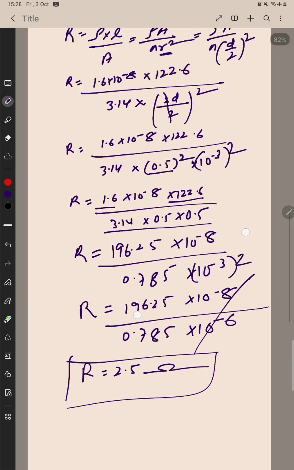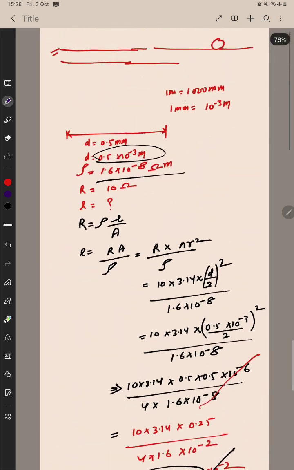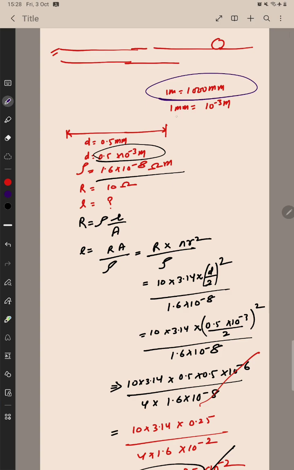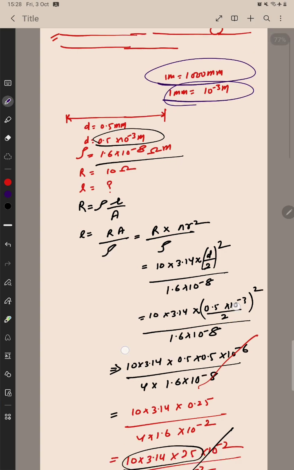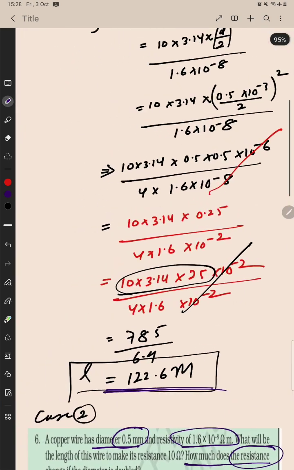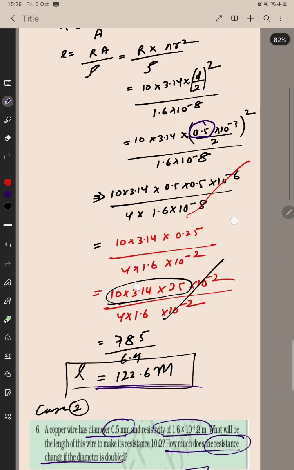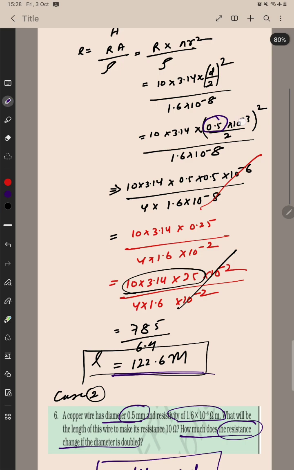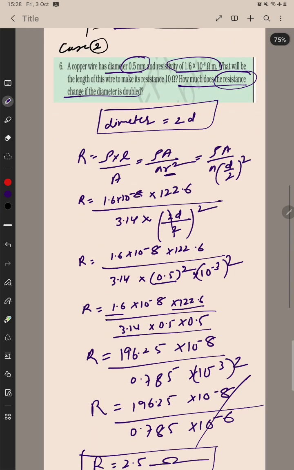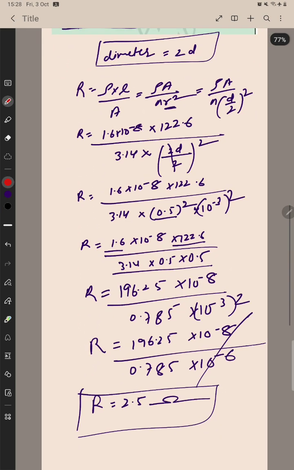Actually, students, what was the problem? In the beginning I explained that 1 meter is equal to 1000 mm, so 1 millimeter is equal to 10 power minus 3. So wherever the diameter is there, students, this value is there. What I did in the second part, the first part is okay. In the second part I did not change this value. The 0.5 I took squared, but the 10 power minus 3, the unit conversion, we also need to take. So if you take this unit conversion, this answer is coming.